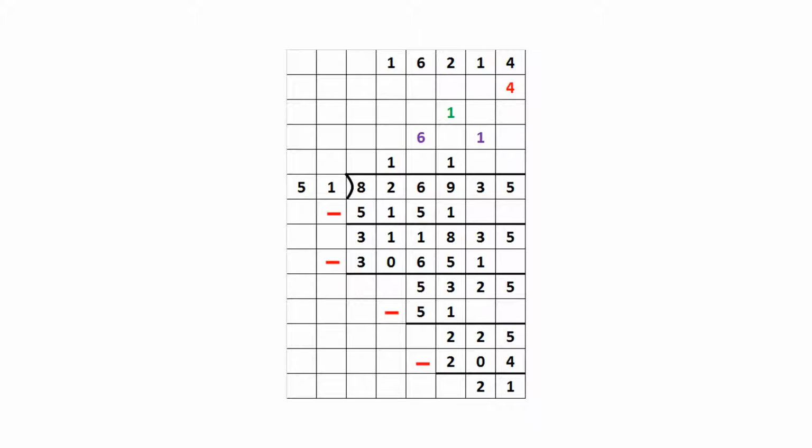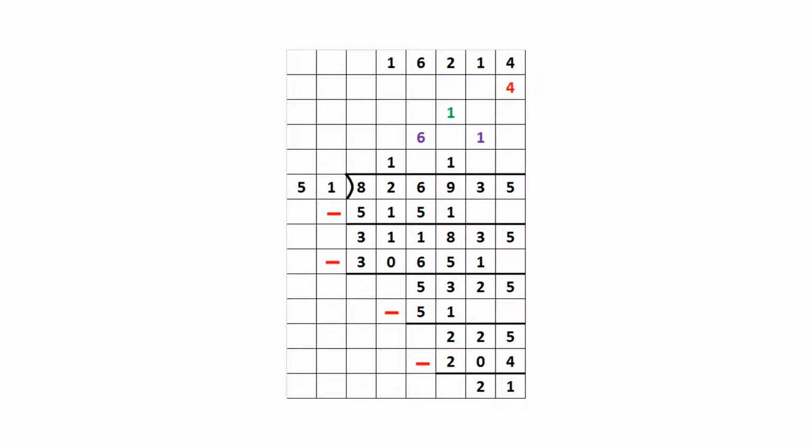Here we have another example of the new division method. We're going to divide 51 into 826,935. So we start off 51 into 82 one time. So 1 times 51 is 51. We subtract 51 from 82, you get 31. Now we slide over to the 69.